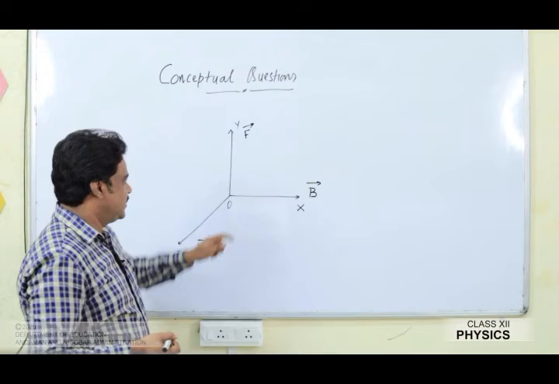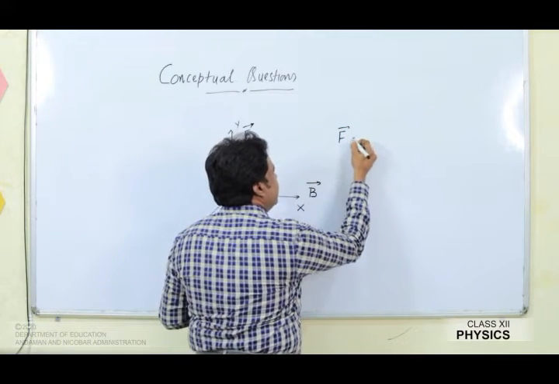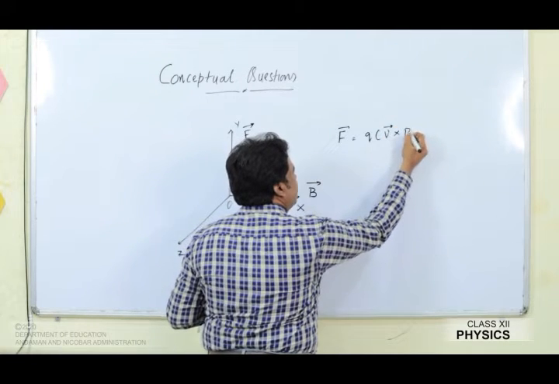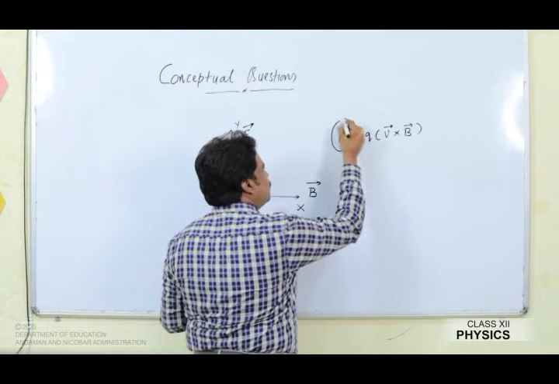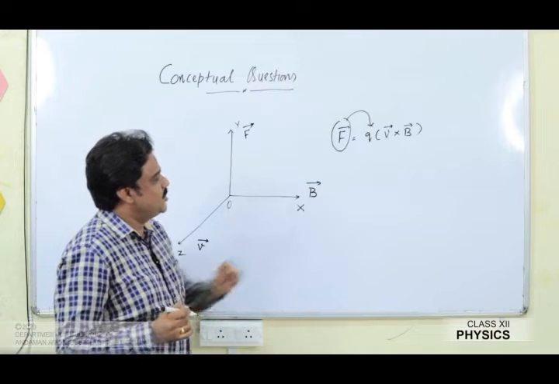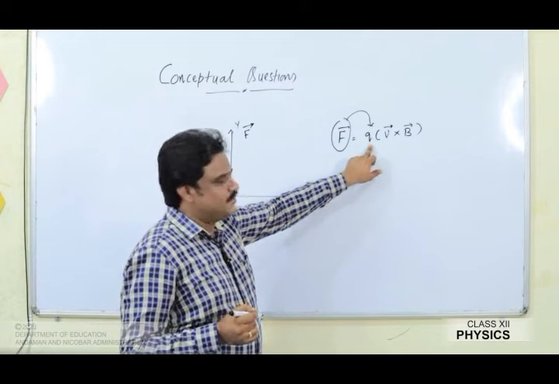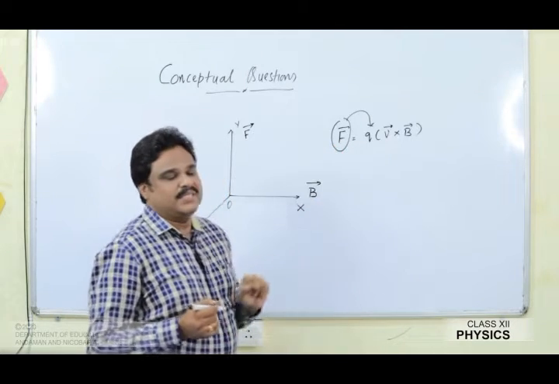This means obviously we know what is magnetic Lorentz force. F vector is q v cross b. Now obviously the direction of the force will decide the sign of the charge, or the nature of the charge. Obviously it is positive or negative, it is determined by the force direction.